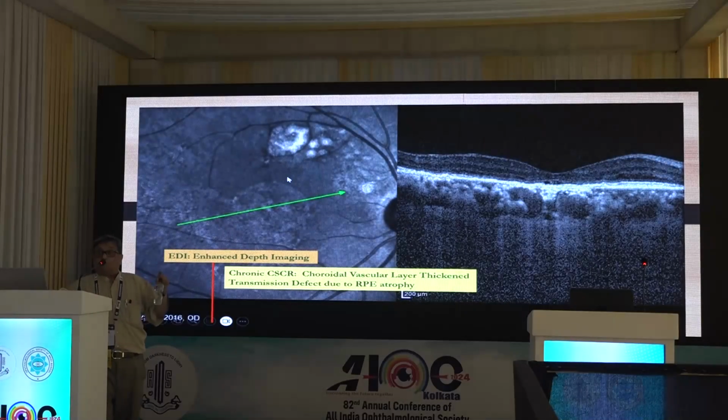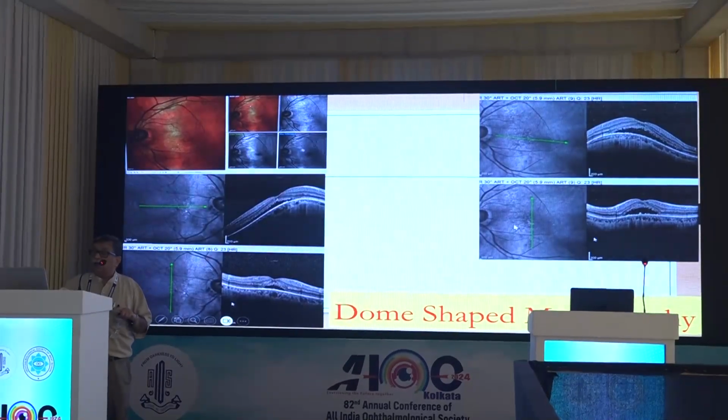Now, one way to confirm if you are dealing with CSR is to check the choroidal thickness. You can see over here, this is done by what we call enhanced depth imaging. And what do you see over here? The choroid is very thickened.